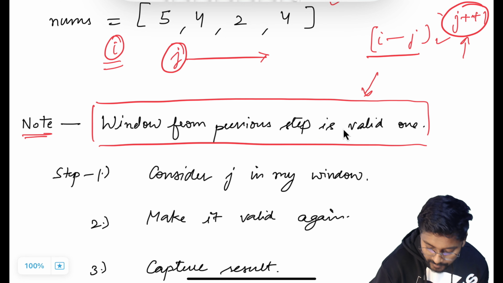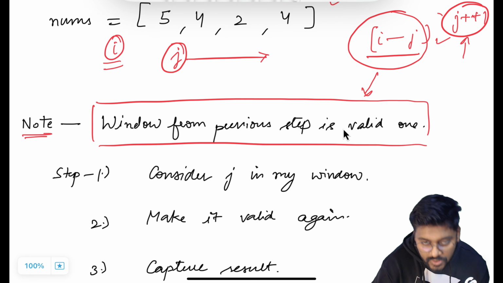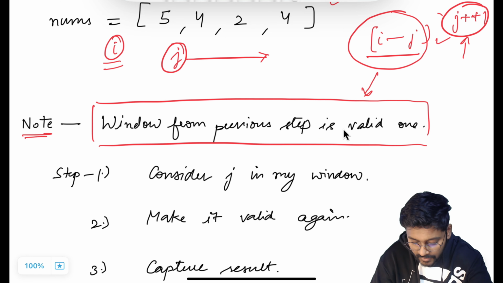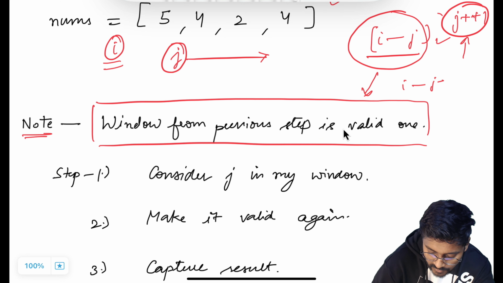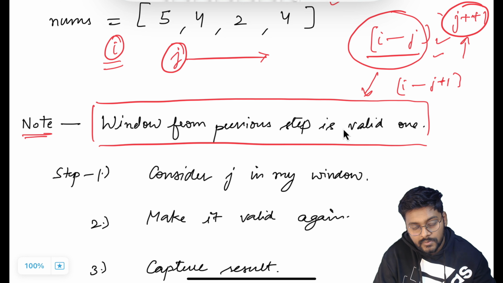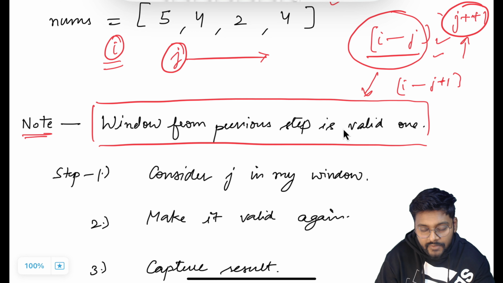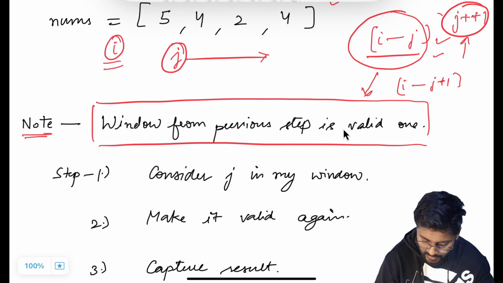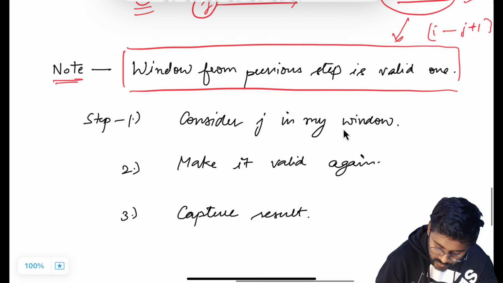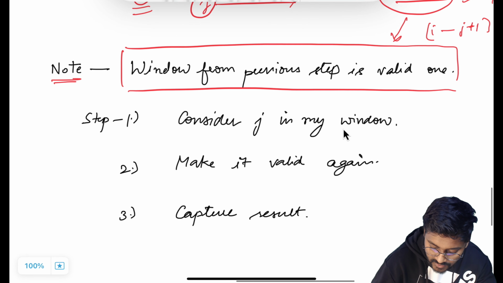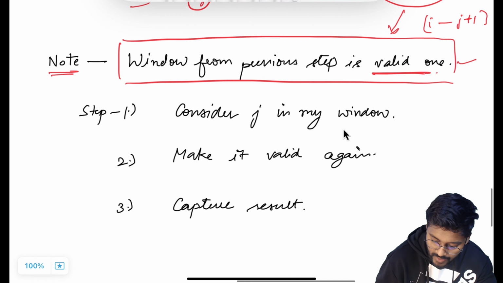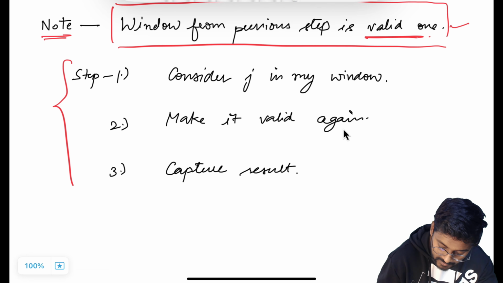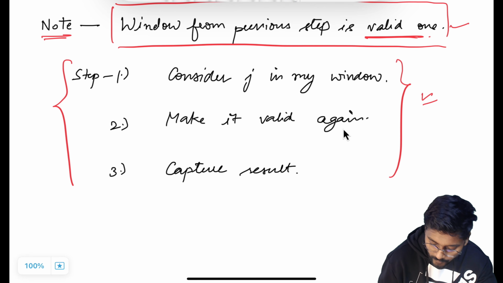It means the previous window is i to j. When I am at i to j plus 1, my previous window is this. I have to assume that this is definitely a valid window, and we have to write the code accordingly so that this will be true. So the window from the previous step is a valid one. This you have to make sure. And these are the main 3 steps of every sliding window problem.